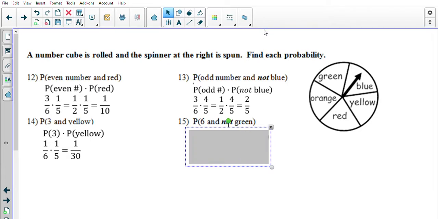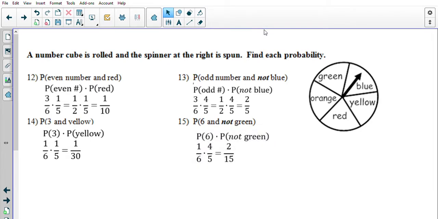Finally, probability of 6 and not green. 6 on the number cube is 1 out of 6. Not green is 4 out of the 5 sections. 1/6 times 4/5 will get us 2/15. Again, if you get 4/30, that does reduce to 2/15.